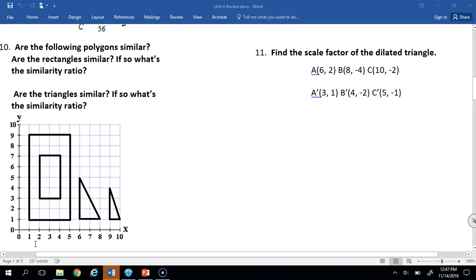Number 10 says, are the following polygons similar? Are the rectangles similar? If so, what is the similarity ratio? And then are the triangles similar? If so, what's the similarity ratio? Okay, so it says, are the rectangles similar?